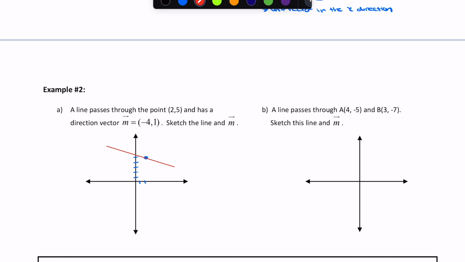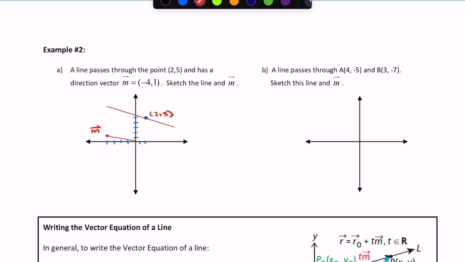Okay, and here we have a direction vector, again, m, which is (-4, 1). So here we'll go -1, 2, 3, 4, and 1. So again, it starts from the origin and goes here. And so that will be our direction vector m. And then we also have our line that passes through the point (2, 5).